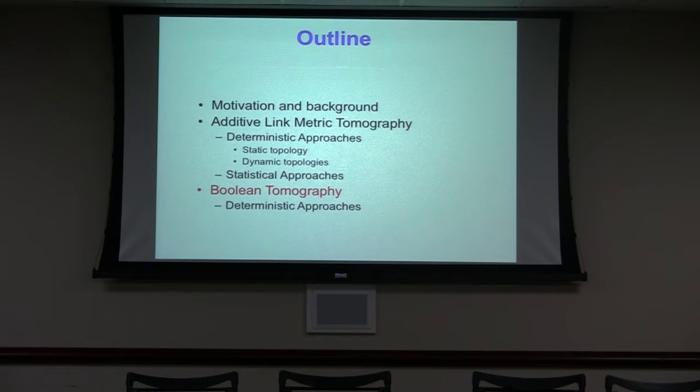So I'll spend only a couple of minutes on Boolean tomography. We don't have as many results in Boolean as we have for the additive metric. We have some results, so I'll talk about them. Also, the results are a little bit harder to understand in the Boolean case than in the additive case. In the additive case, tree connectivity is the main thing, right? Everything boiled down to something about tree connectivity.